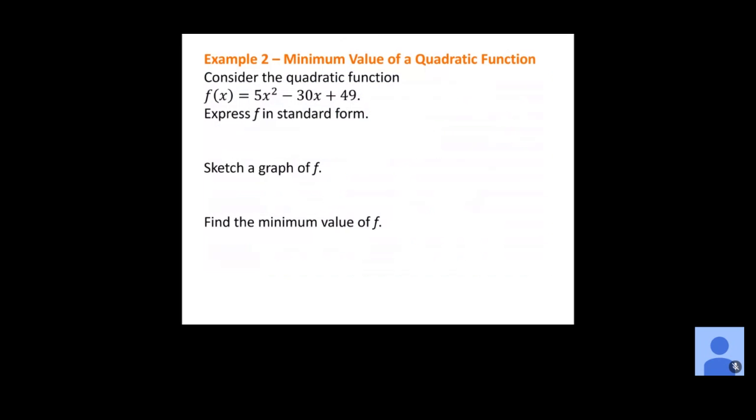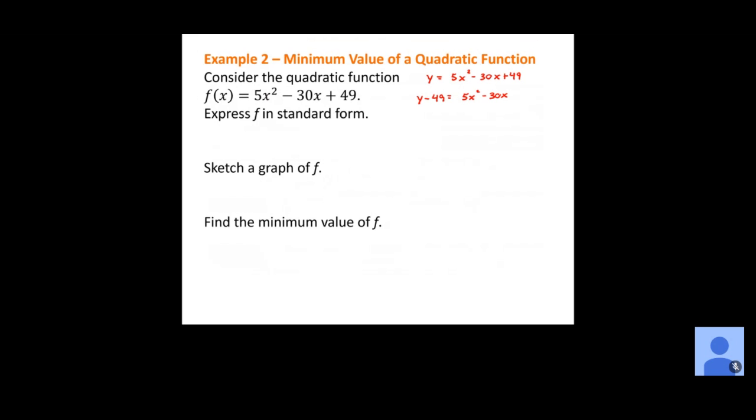All right, so let's take a look at this one now. First thing we want to do, again, is express it in standard form. So we're going to take 5x squared minus 30x plus 49 and put it into that standard form using completing the square. Again, I'm going to start by writing this as y equals 5x squared minus 30x plus 49. Steps are the same. I'm going to move the 49 over first. So y minus 49 equals 5x squared minus 30x.